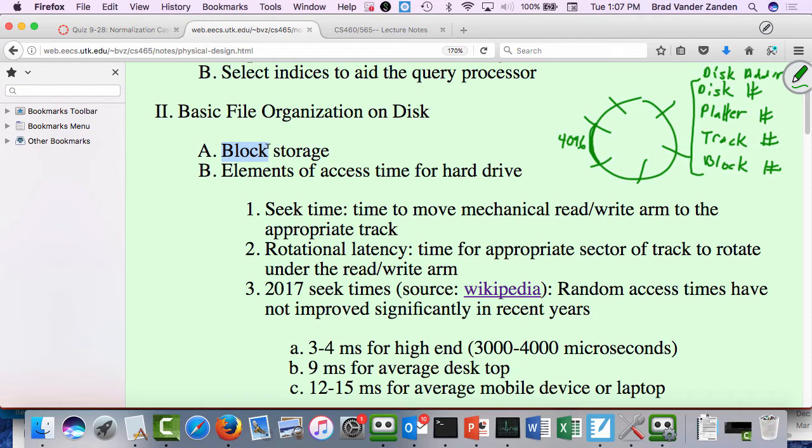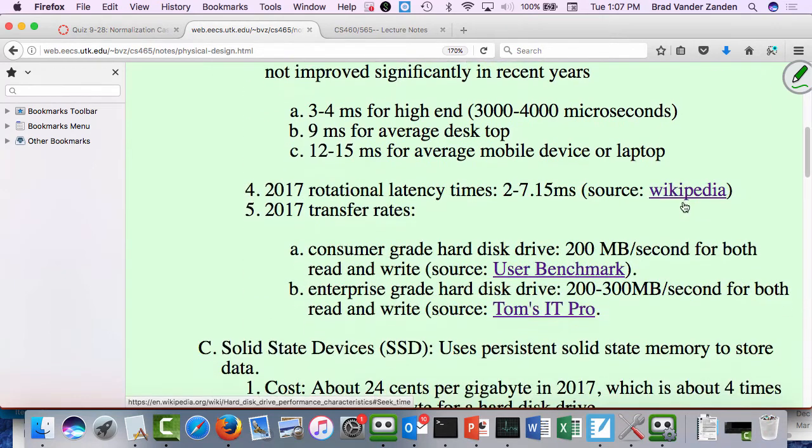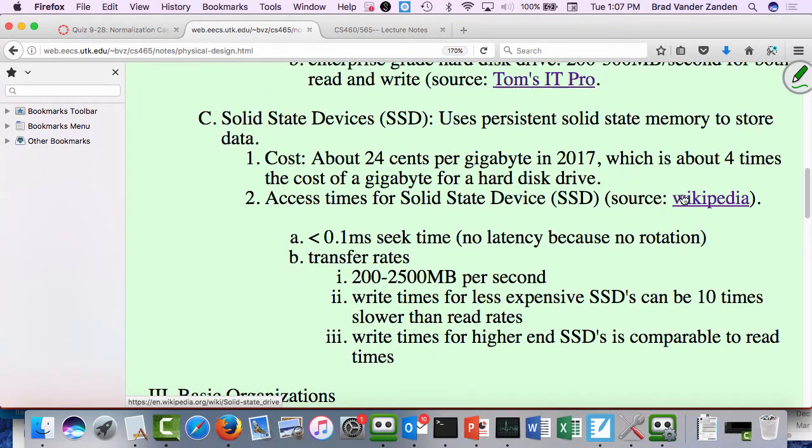Okay, so we're going to have a goal of intelligently choosing indices on different attributes like last name so that we can efficiently look up information. Now before we do that, we should also talk about, very quickly, solid-state devices because they are rapidly supplanting hard disk drives.